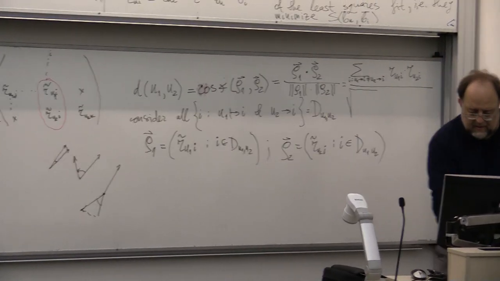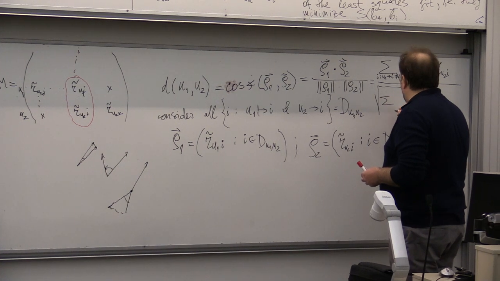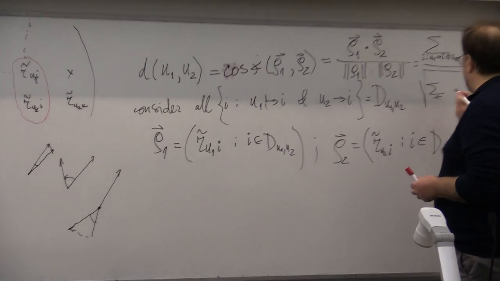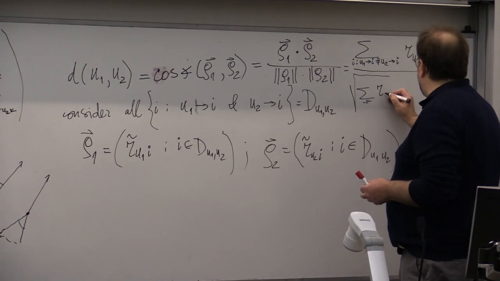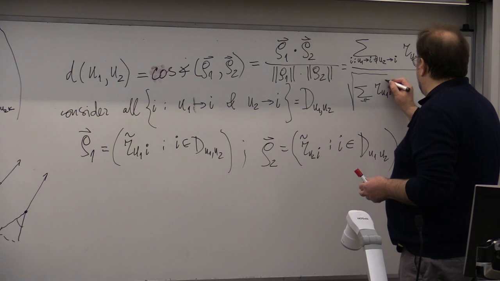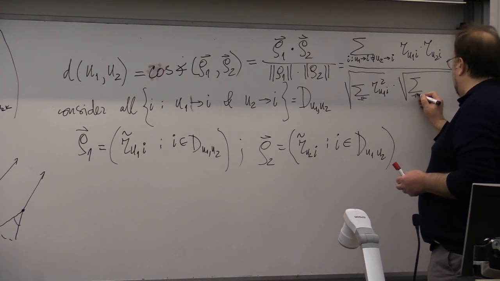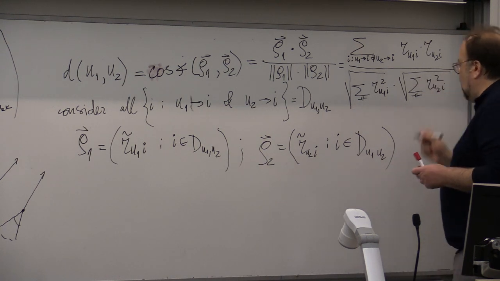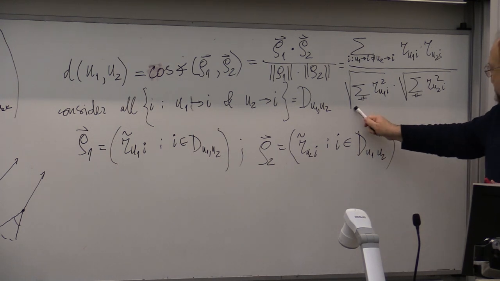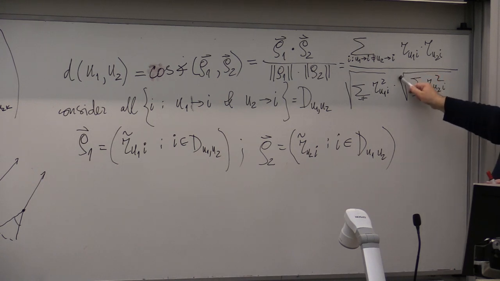times the square root of the sum, over exactly the same set, of r_U2,i squared. Right? These are Euclidean norms. This is just the length of the vector, and this is their scalar product.